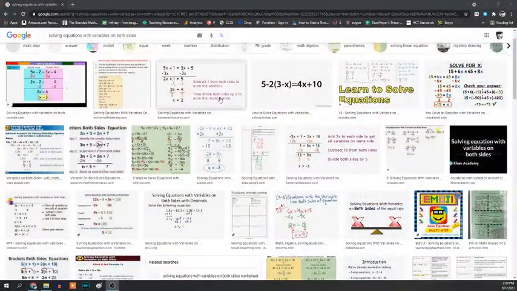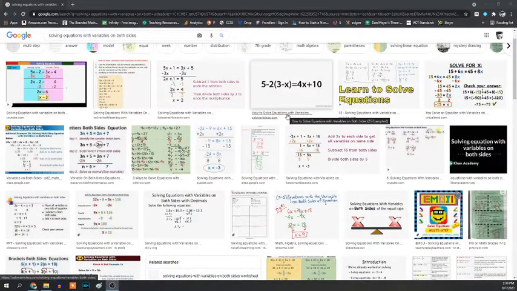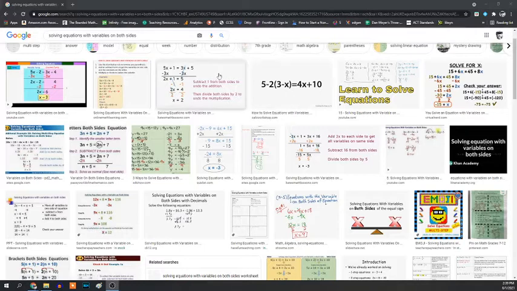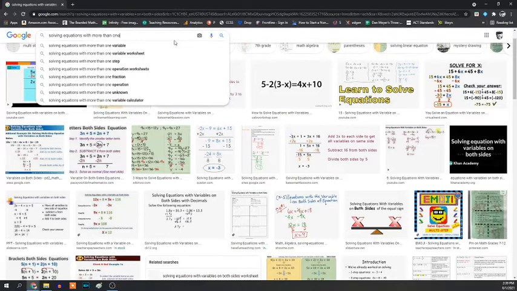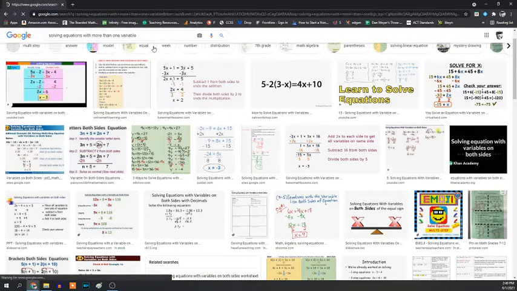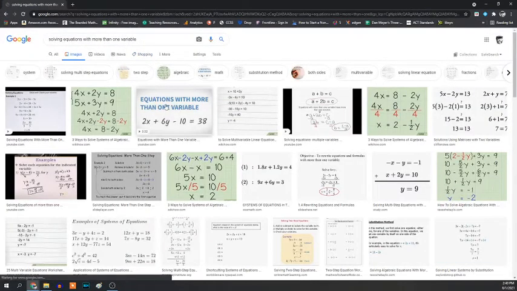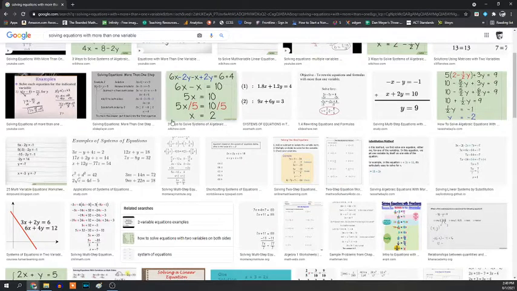For example, I just did a Google search for solving equations with the variables on both sides, like this one right here. It says 5 minus 2(3 minus x) equals 4x plus 10. Oh man, we could do that. Or how about solving equations with more than one variable? Let's see what we can come up with on this one. Oh, that's not what we were talking about, but that works too. Let's talk about that one right here.